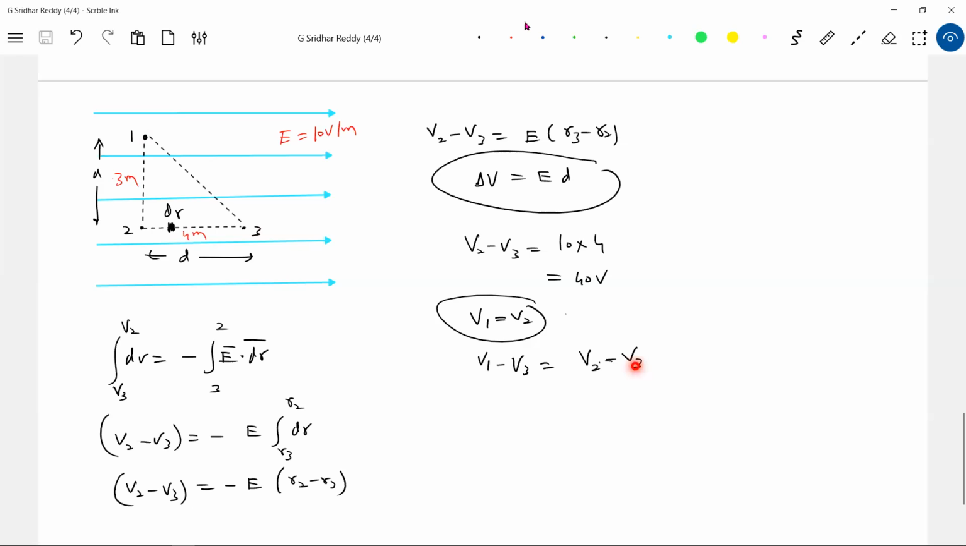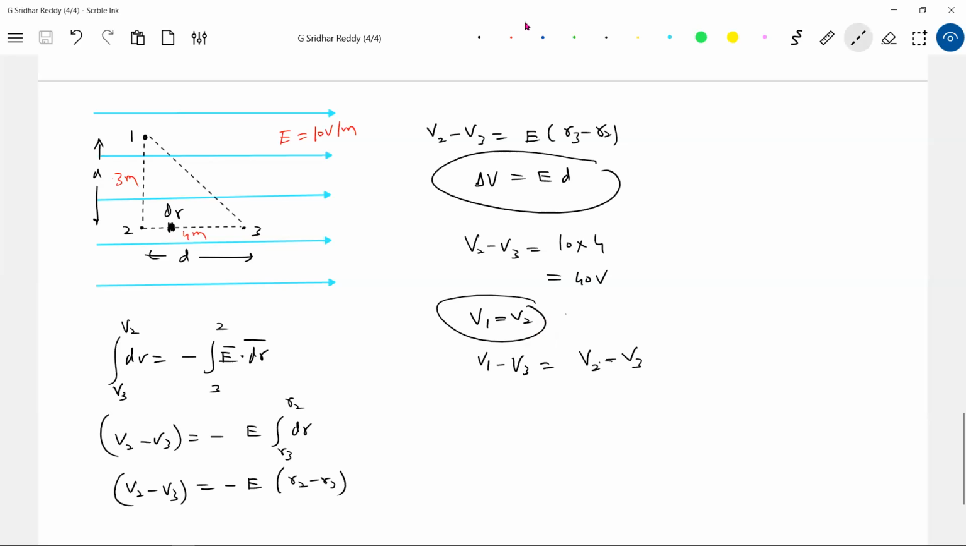No, sir, I don't agree. You do one thing, use the same method. Solve it, you'll get the same answer. So whatever potential difference you get between 2 and 3, the same potential difference will be there between 1 and 3. Able to understand? Why should 1 and 2 be equal? Because 1 and 2 lie on an equipotential.